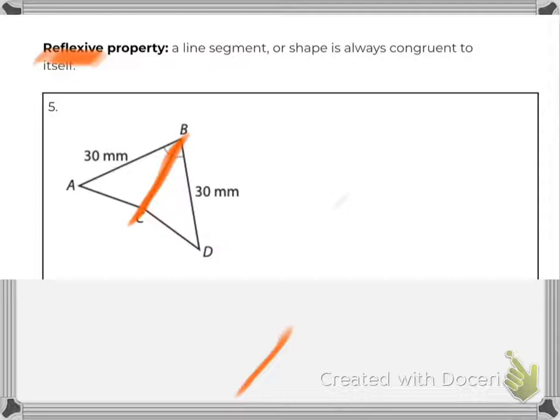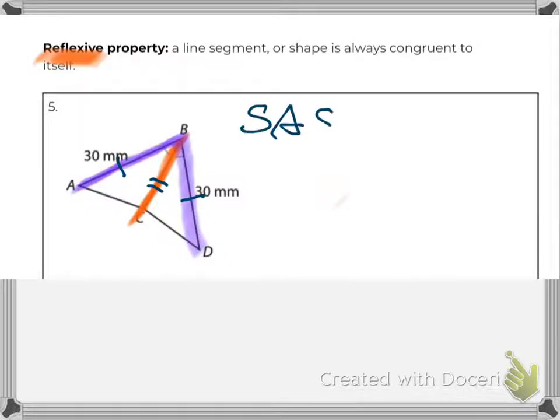So if you're looking at triangles that actually share a side, although I'm not given that this second set of sides are congruent, you can say that they are by the reflexive property. Okay. So if I'm doing side angle side here, I've got my two sets of sides. Now I need to check that included angle.